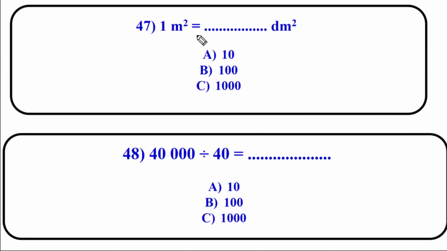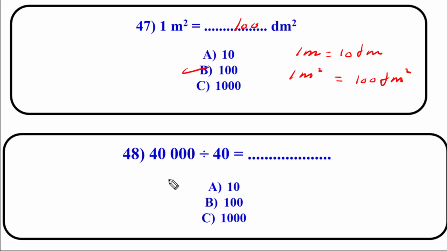Number 47, 1 square meter equals what square decimeter? We studied before that 1 meter, guys, equals 10 decimeters. By squaring the two sides here, we will get that 1 square meter equals what, guys? 10 times 10 equals 100 square decimeters. So the correct answer here is 100 square decimeters, B.